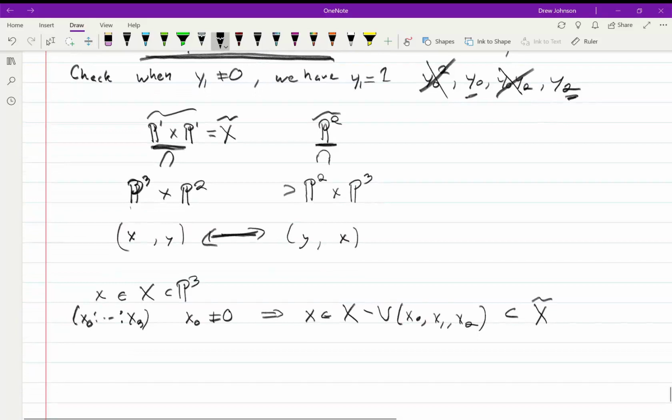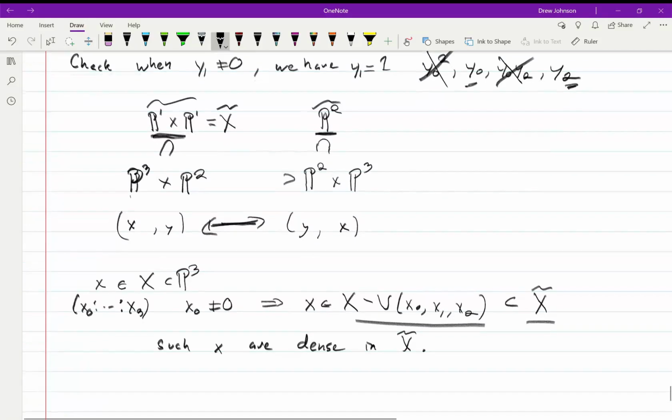Okay, and furthermore, such x are dense in x tilde. Why is that? Well, the set of x's where x0 is not equal to 0, this is a not equal condition, so that'll be a dense open subset of x, and we also know that this here is a dense open subset of this. Okay, so that's what we want.